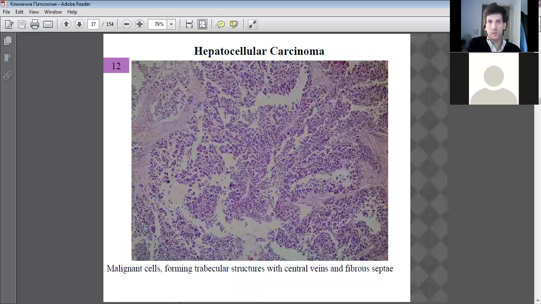This is an example of carcinoma, a very dangerous form of cancer, as it can easily spread in the bloodstream. Remember, the liver is highly vascularized, lots of blood supply. And the malignant cells forming trabecular structures with central veins and fibrous septi.